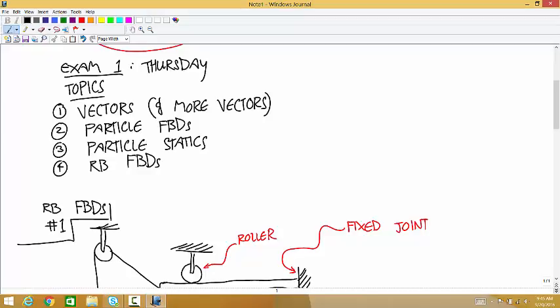Will you go over a problem that uses a unit vector? Yeah, sure, I can do that. Any other questions? Just to be clear, the pancake table, that is with the rigid body, correct? Rigid body statics, so that won't be on here. That's right.